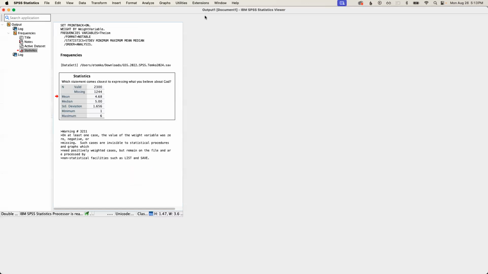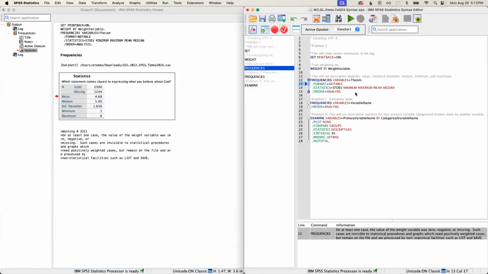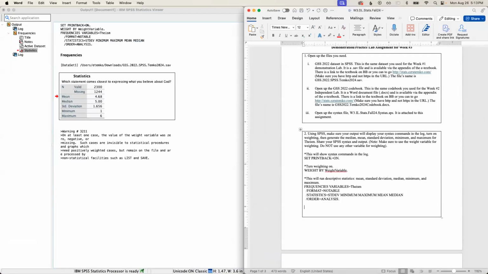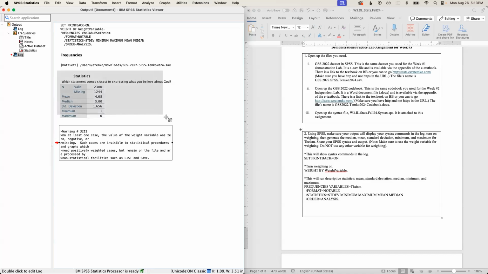Okay, so here's what I got for my output. So I'm going to copy my syntax. And then I'm going to copy my output. Let's take a screenshot of it.